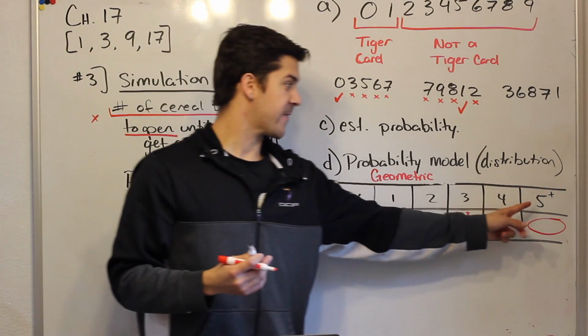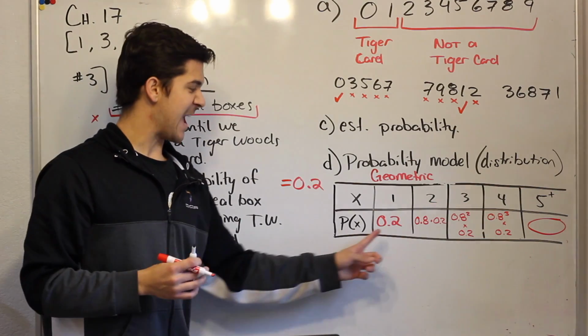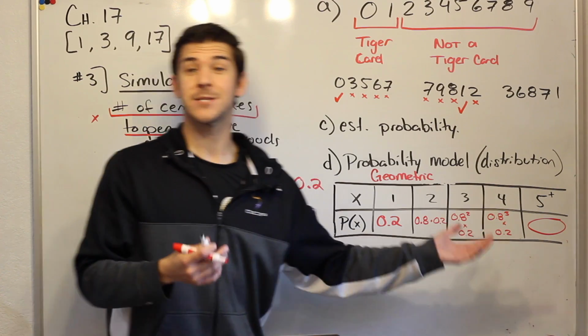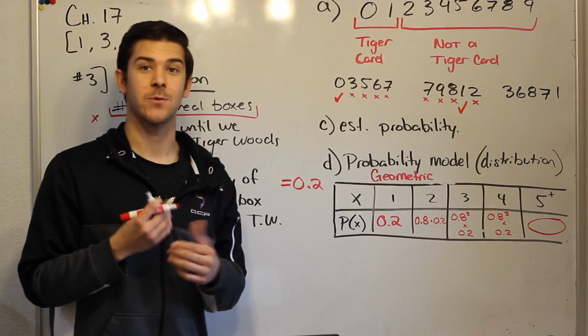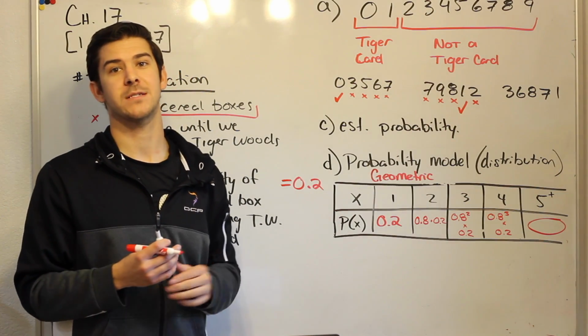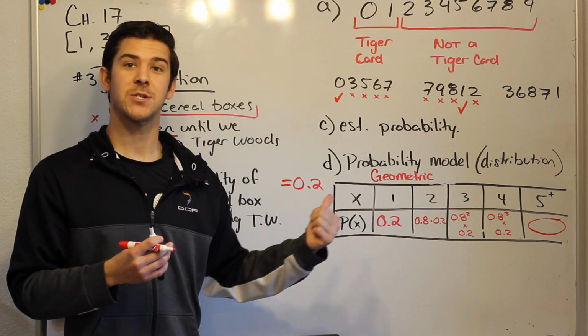However, we're doing it for 5 plus boxes, which means we should add up these values and then subtract that from 100% in order for us to figure out what's the likeliness that I'll get it past 5 boxes. I'm not going to do the math for that right now. It just wants you to set up the model for it.